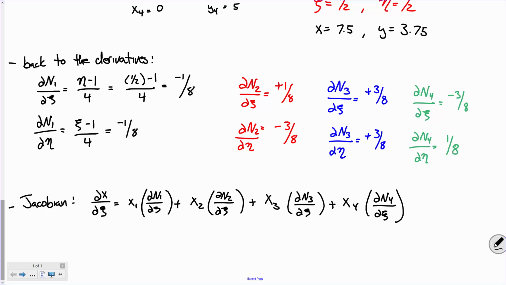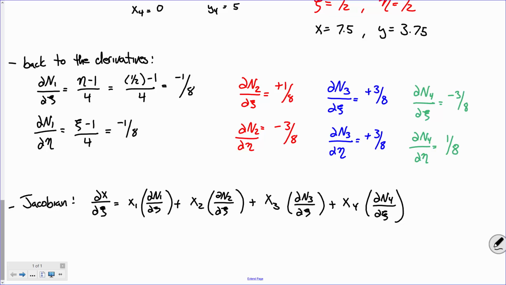The nice thing about all this is that all the symbols are all starting to kind of melt away. Watch this. What is x1, x2, x3, and x4? Those are the coordinates of the element, right? So 0, 0, 10, and 10, right? What are these derivatives? Negative 1/8, 1/8, 3/8, minus 3/8. You see this? All right?